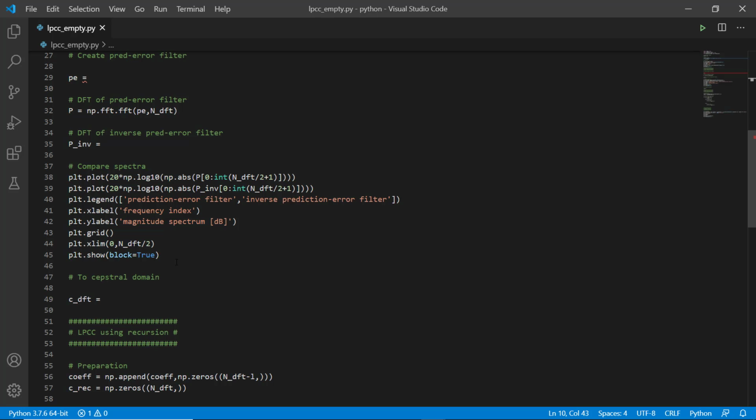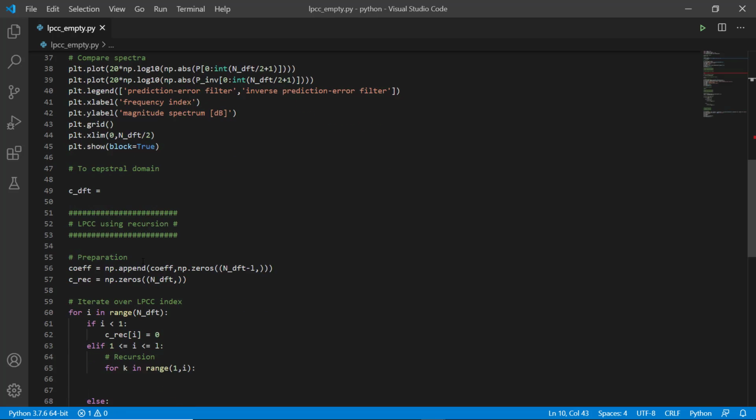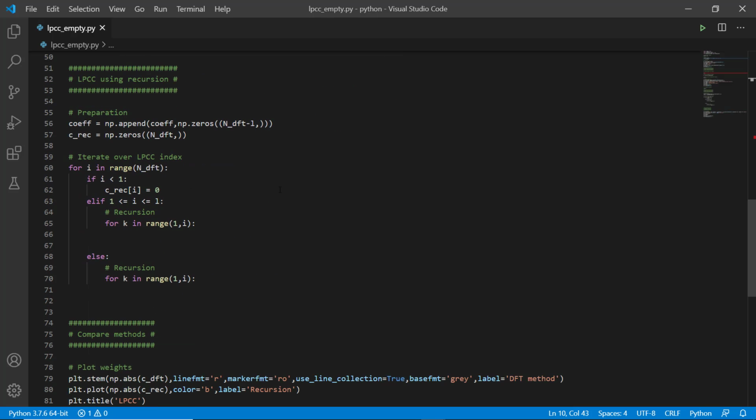And then we do the actual transformation to the cepstral domain, so with logarithm and IFFT. And this is then basically the straightforward solution. And then the next part is that we compute the recursion, and we do some preparation here.